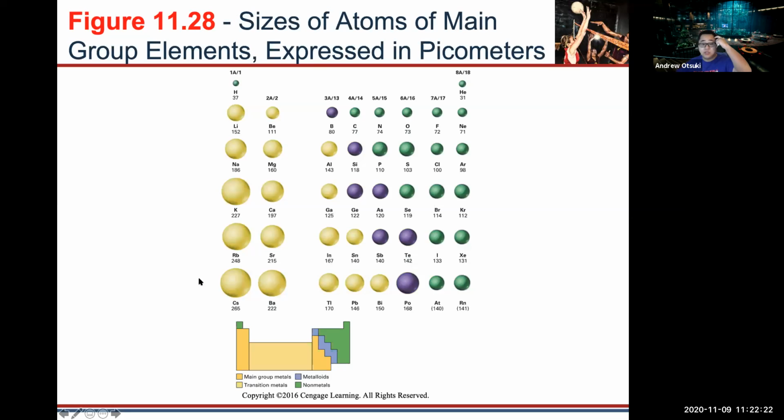So let's locate elements 15, 16, and 33. So 15 is, okay, 15 is sulfur, not phosphorus. Let's just make sure here. You can refer back to your periodic table or the size of these elements. But 15, I believe, is sulfur, but let's just make sure here.